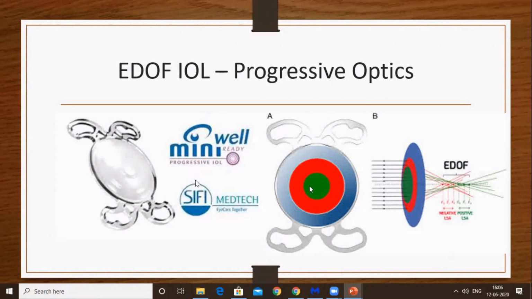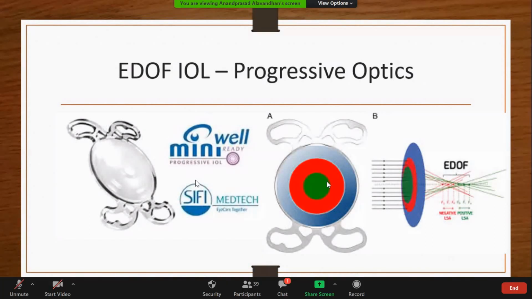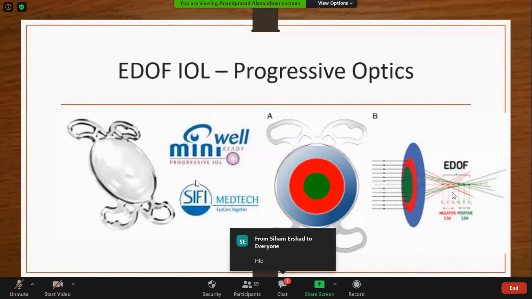This green zone has a positive spherical aberration. This red zone has a negative spherical aberration. The third zone has only monofocal power. These two zones do not have any refractive power, but they have a spherical aberration value of some microns. So these positive and negative spherical aberrations combine to form this EDOF technology.